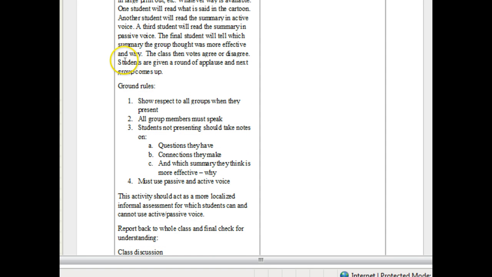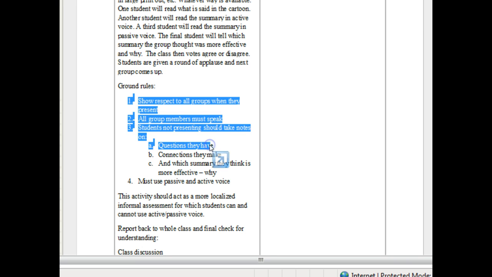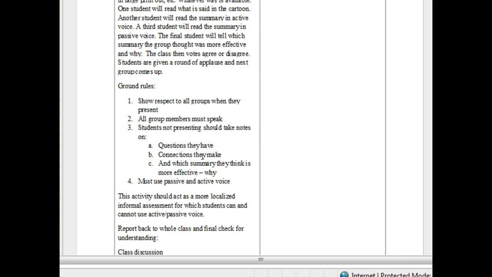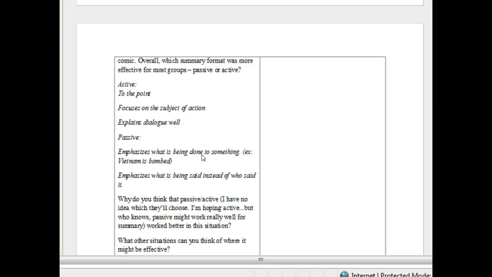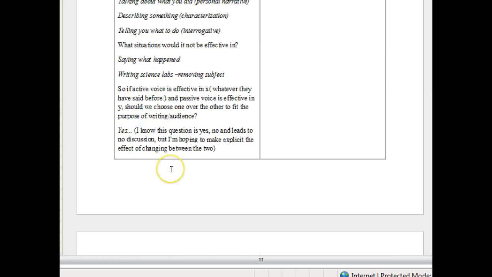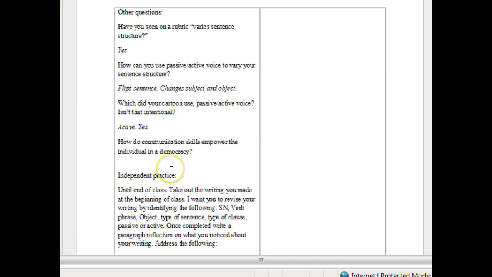Then as you have them come up to the front of the room and talk about their sentences and switch them between active and passive, I love the fact that you have established some ground rules that they should be adhering to, and then you move them into the class discussion on why do we want to use active, why do we want to use passive, okay? Excellent. And then I think you had, good, good.